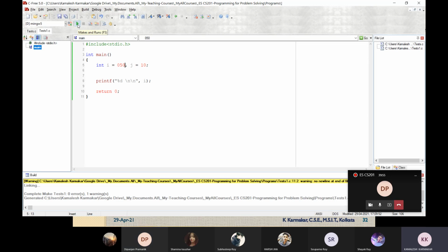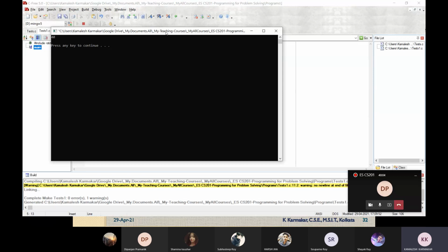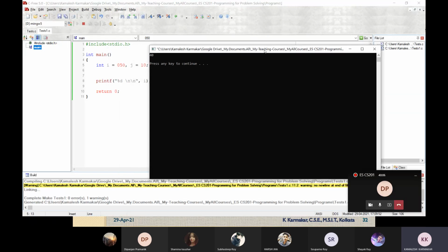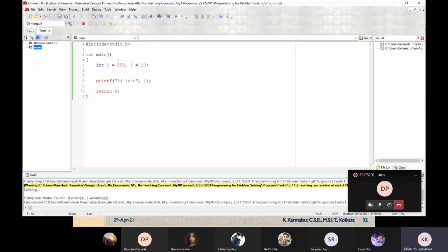50 means 0. Why? Because it is after a non-zero digit. Can you see the output? The output is 40. Yes, sir. Basically, if I use 0 before an integer value, it indicates that it's an octal number.